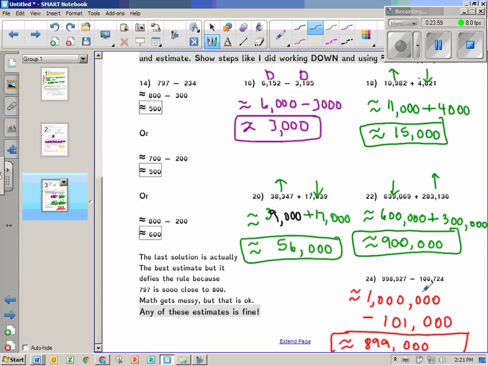If I rounded this one, the first one, down to 998,000 minus 100,000, then it would have been a little easier math to do. I would have 898,000. Both would be fine.